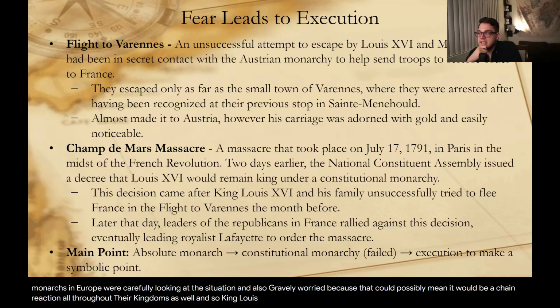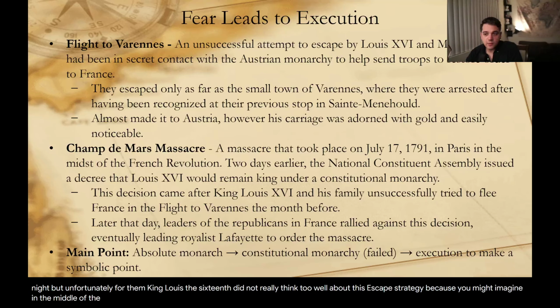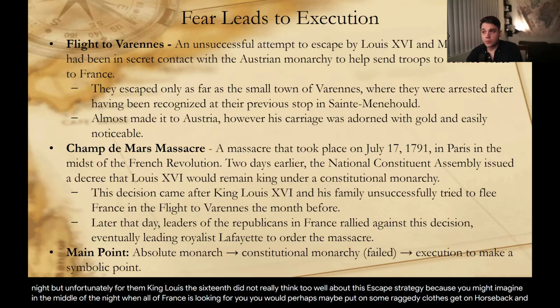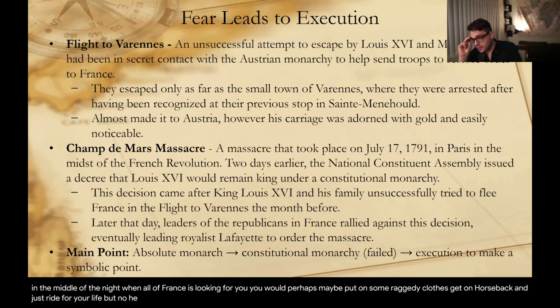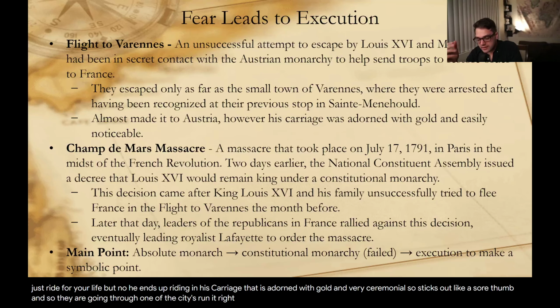And so King Louis XVI and Marie Antoinette ended up fleeing in the middle of the night. But unfortunately for them, King Louis XVI did not really think too well about this escape strategy, because you might imagine in the middle of the night when all of France is looking for you, you would perhaps put on some raggedy clothes, get on horseback, and just ride for your life. But no, he ends up riding in his carriage that is adorned with gold and very ceremonial, so it sticks out like a sore thumb.